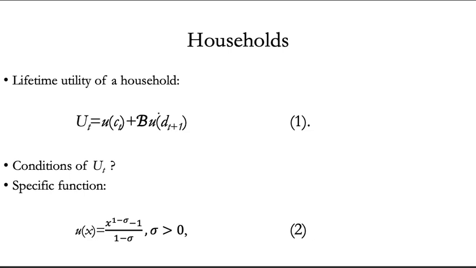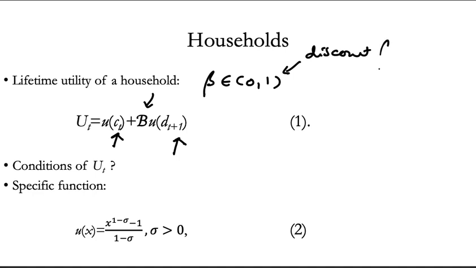So ct is consumption during youth. Okay, dt plus 1 is consumption during old age. And you see beta here. So beta here is between 0 and 1 in terms of value. But what it is, what we call the discount factor.